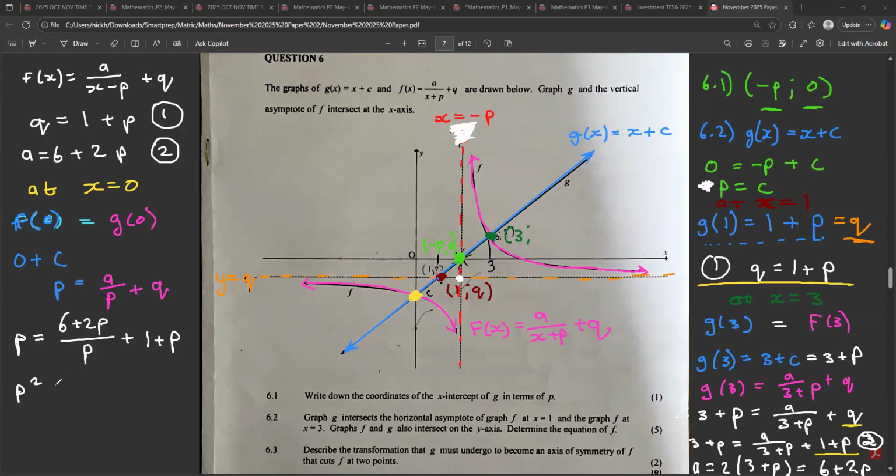So I'm going to times through by p to get rid of the p on the bottom. So p squared is equal to 6 plus 2p plus 1 plus p squared. The p squareds go away. And I get 6 plus 2p. That's an odd number. What have I done wrong here? 6 plus 2p plus 1 plus p equals p. 6 plus 2p plus, oh, this is 2 here.